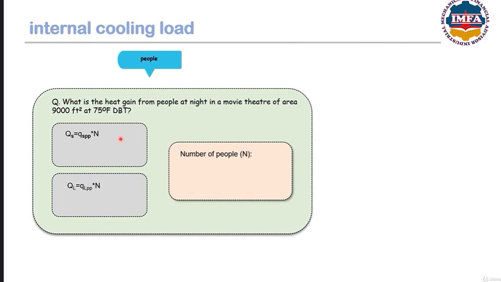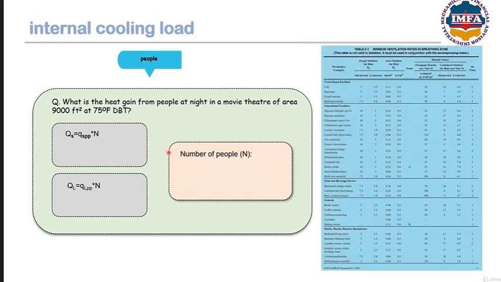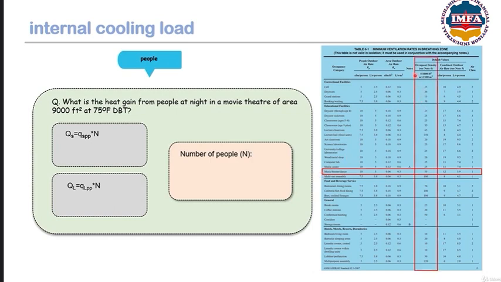First we'll find the number of people. Again we use the same chart of minimum ventilation rates in breathing zone. Here we are talking about a movie theater. So we select the row corresponding to movie theater and the column for occupant density. We get the value as 35. So for 1000 square feet area, occupant density is 35, so the number of people is 35 for 1000 square feet.